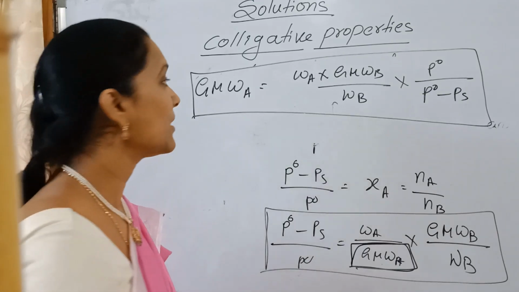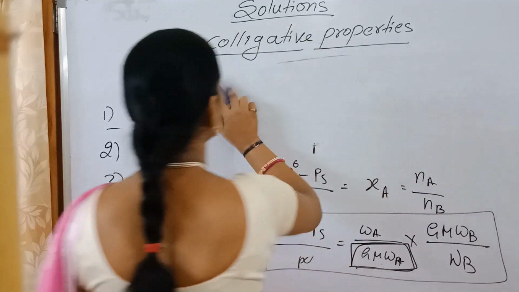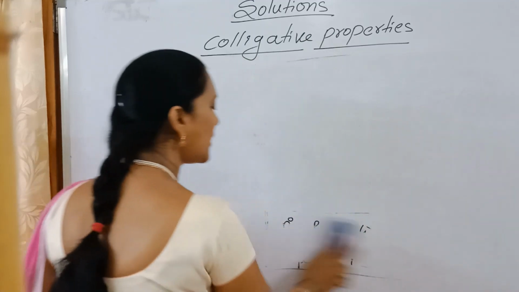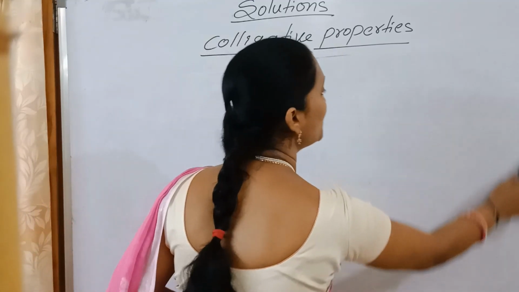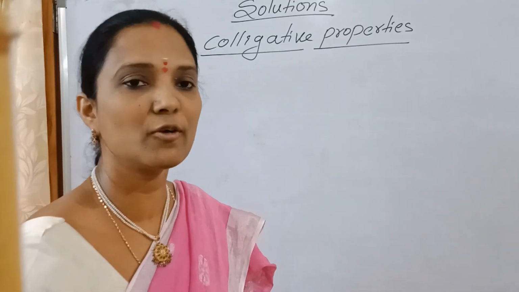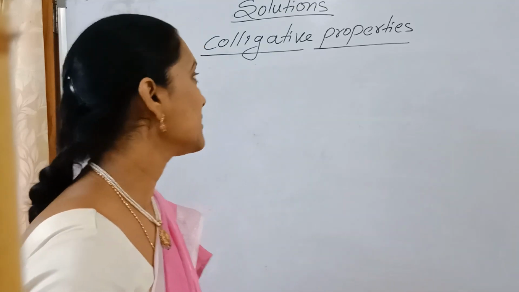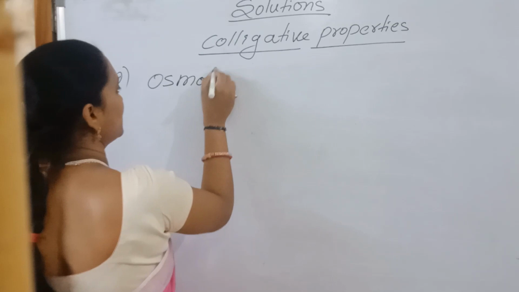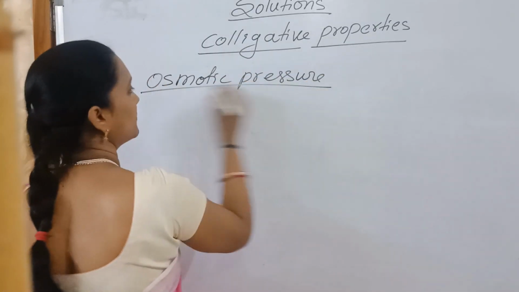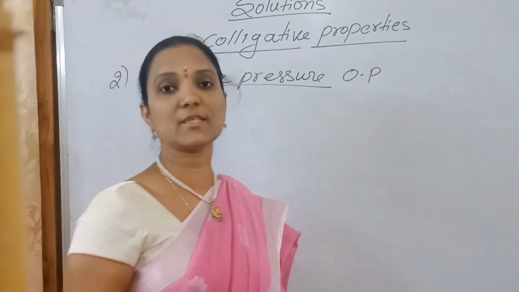Okay, so next one is osmotic pressure. Second one, osmotic pressure. What is this osmosis and what is this osmotic pressure? How to calculate the gram molecular mass using this osmotic pressure? Anyhow, relative lowering of vapor pressure is equal to the mole fraction of the solute. Okay, osmotic pressure. What is this osmotic pressure? Before that, what is osmosis?